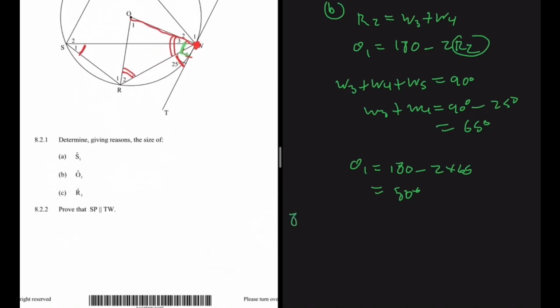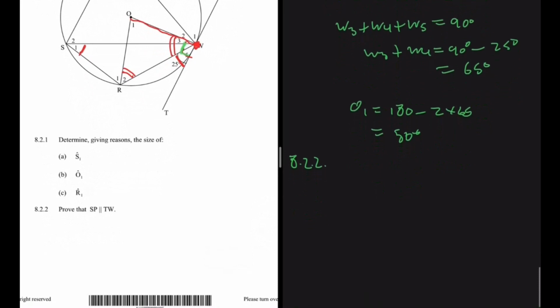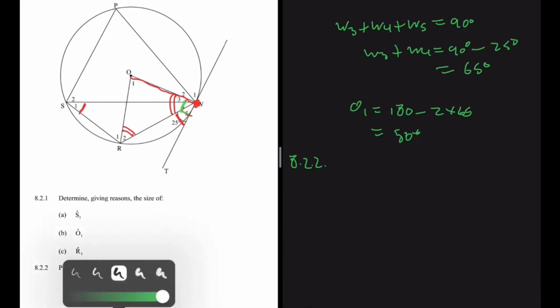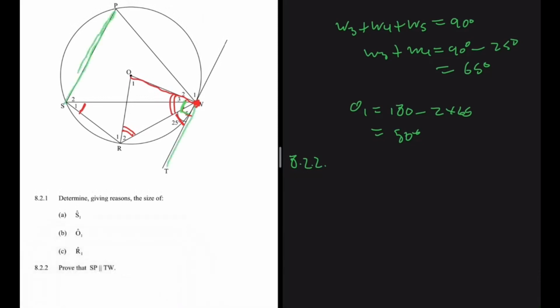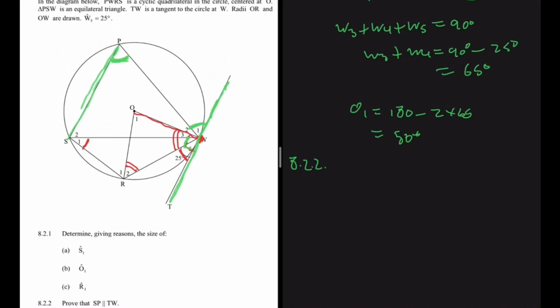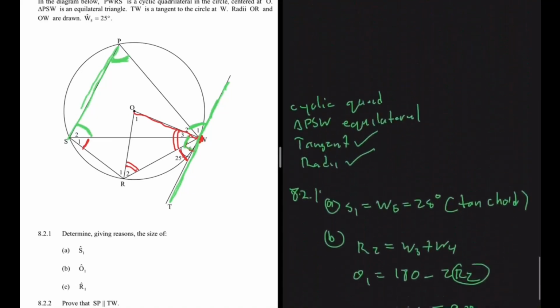And now let's do 8.2.2. 8.2.2 says, let's prove that SP is parallel to TW. So we're proving that SP is parallel to TW. Obviously, we don't have coordinates here, so there's no way we're going to be calculating the gradient. We have to do that using angles some way, somehow. So if these two lines are parallel, then this angle here, W1, should be equal to this angle P here. But then at the same time, W1 should be equal to S2. Why are we saying that? To our keyword again, tangent. We're using the tan chord theorem, right?